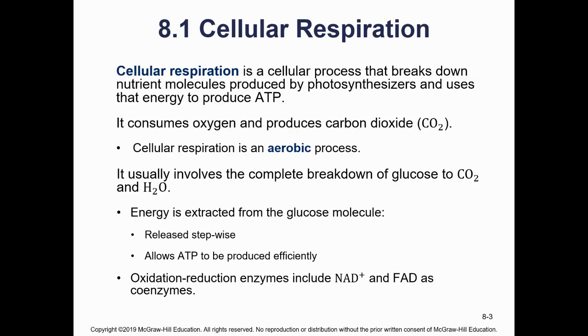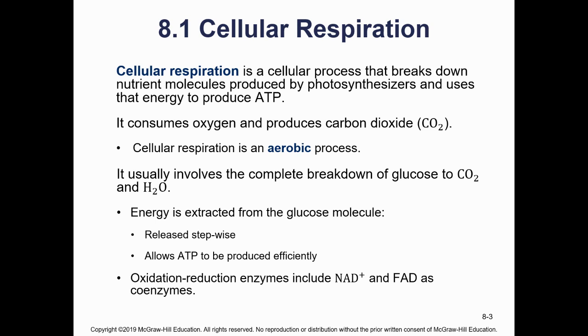So cell respiration is a process that breaks down nutrients and uses the energy from breaking down organic molecules, primarily glucose, to produce ATP. That's the energy molecule the cell is able to use. We're going to use oxygen, so that's an input, and we are going to produce the waste product carbon dioxide. You remember those two are reversed in photosynthesis, where carbon dioxide is the input and oxygen is the waste product. So cellular respiration is an aerobic process. That means it requires oxygen.